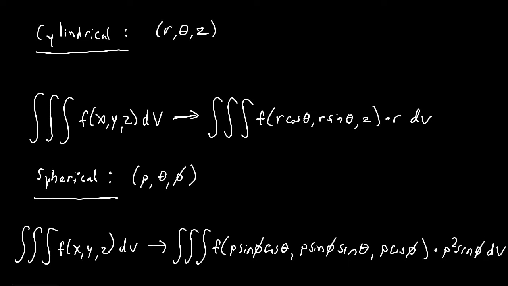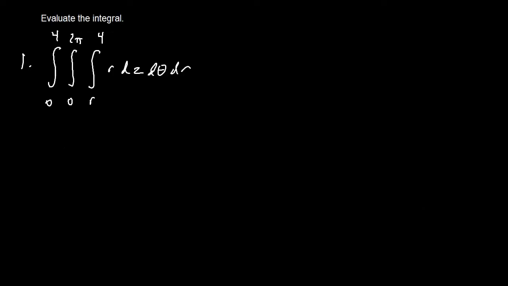Now, keep in mind, we also need to change the bounds of integration. So instead of dV, we'll have something like dr, d theta, and dz for cylindrical coordinates, and then for spherical, instead of dV, we'll have something like d rho, d theta, and d phi. So for this first set of problems, let's go ahead and just evaluate the integral.